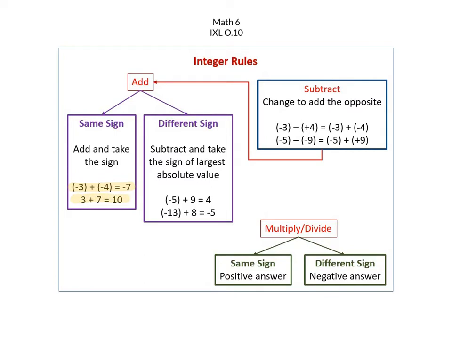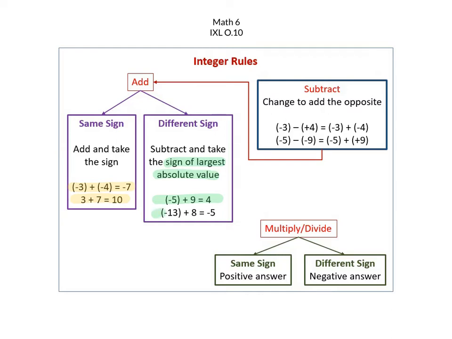Now let's talk about subtraction. When you're combining two different signs, a negative and a positive, you take the sign of the largest absolute value. When you talk about absolute value, that's the number that's furthest away from 0. So out of the -5 and the 9, 9 is bigger. So you actually subtract 9 minus 5 to get 4. And the reason you know it's a positive 4 is because the number 9 is bigger than the number 5.